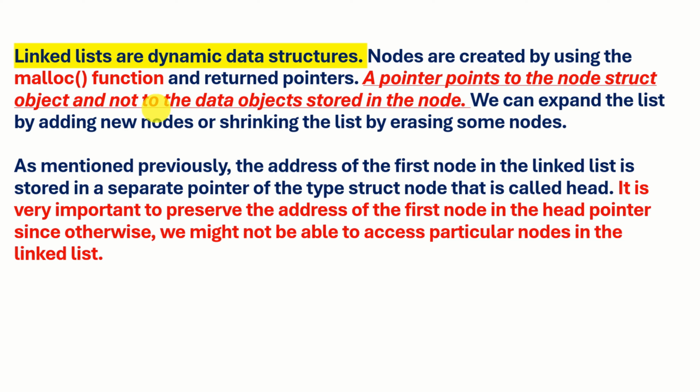We can expand the list by adding new nodes or shrinking the list by erasing some nodes. As mentioned previously, the address of the first node in the linked list is stored in a separate pointer of the type struct node that is called head. It's very important to preserve the address of the first node in the head pointer, since otherwise we might not be able to access particular nodes in the linked list.